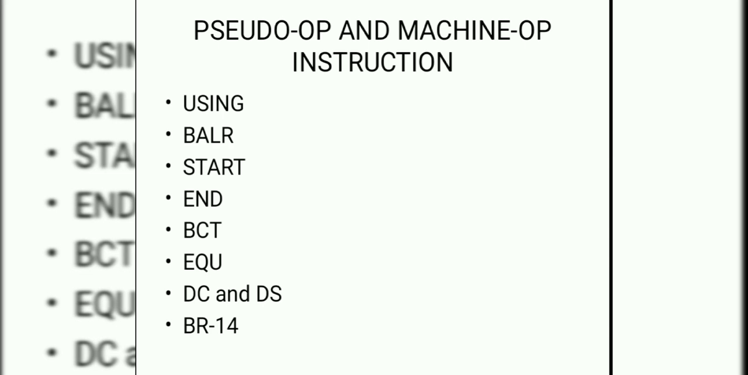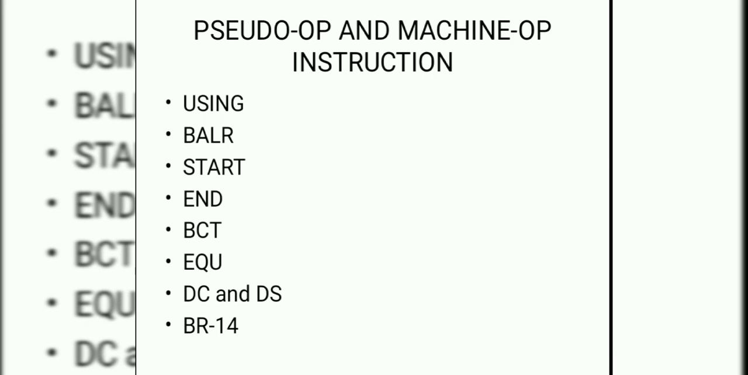The START pseudo-op tells the assembler where the beginning of the program is. The END pseudo-op tells the assembler that the last card of the program has been reached. The branch on count function can be done by the BCT instruction. To define variables, the programmer uses the EQU pseudo-op.